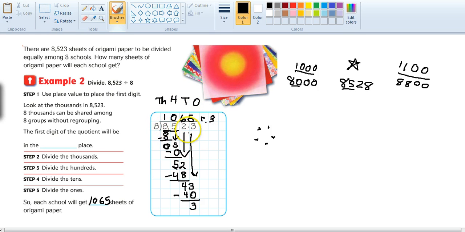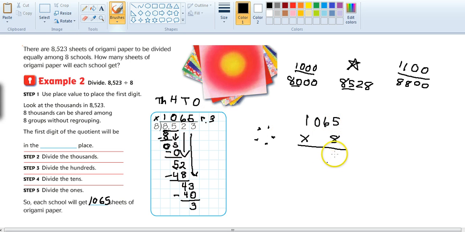If 8,523 divided by 8 is 1,065 with a remainder of 3, then 8 times 1,065 with a remainder of 3 should get us back to what we started with. The first thing we have to do is multiply our divisor and the quotient. So let's do that over here. 1,065 times 8. All right, we're going to do our multiplication so far. But we can't just forget about our remainder. That comes in at the end.